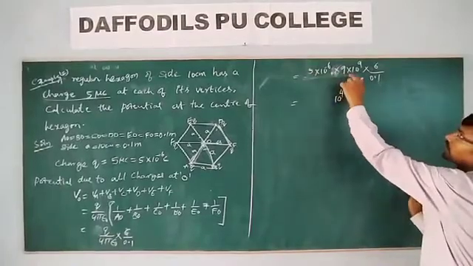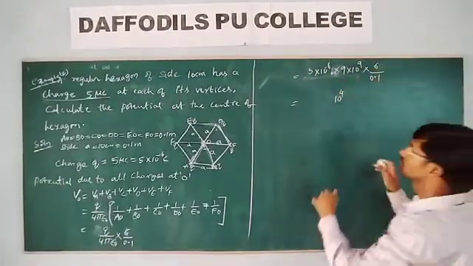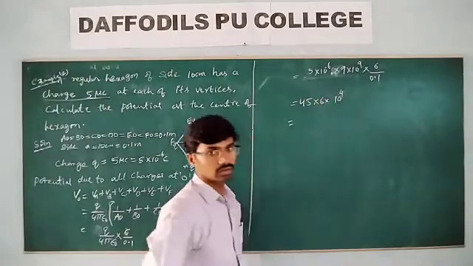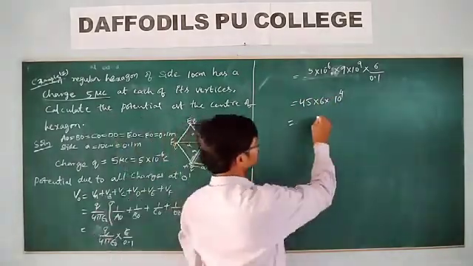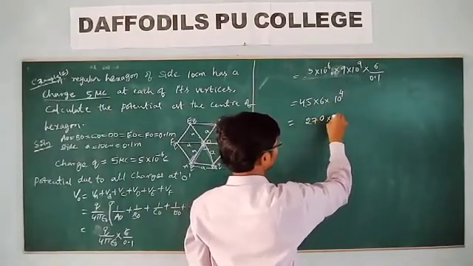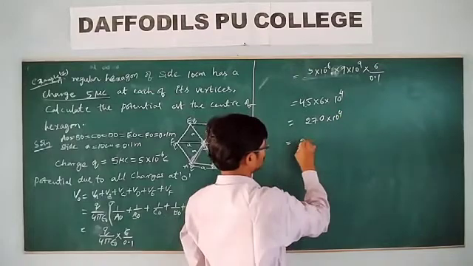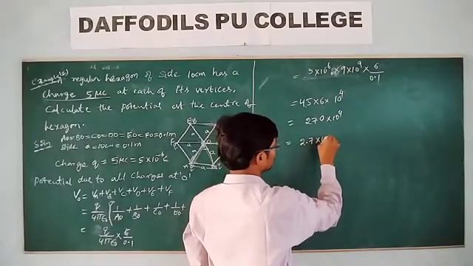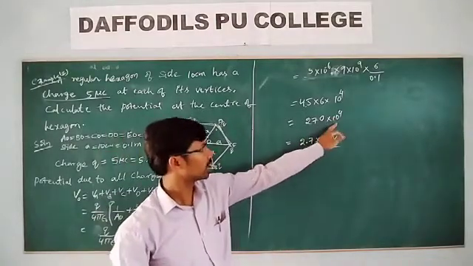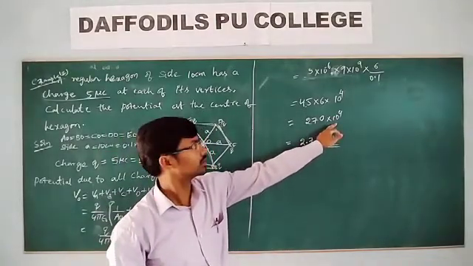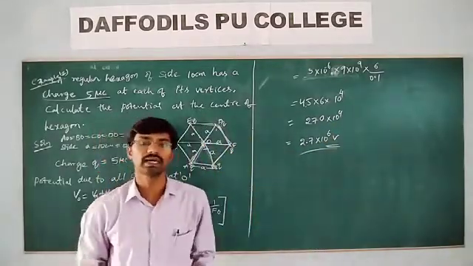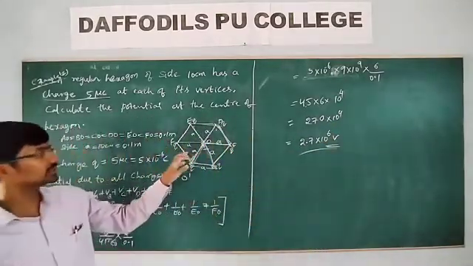Now 5 into 9, 45 into 6. Then 6 fives are 30, 270 into 10 power 4, which is equal to 2.7 into 10 power 6 volt. So 2.7 into 10 power 6 volt. This is the electric potential due to all the charges at this point.